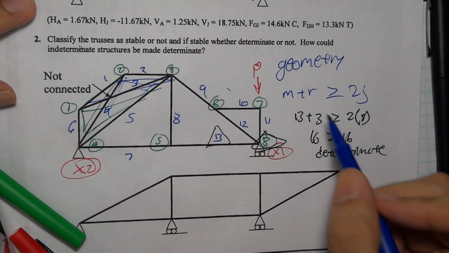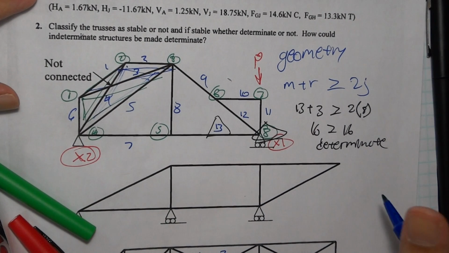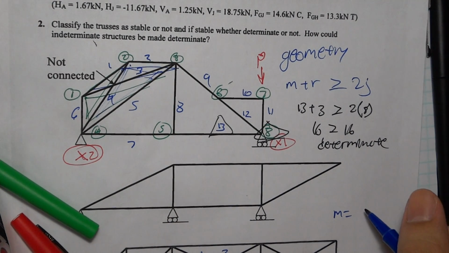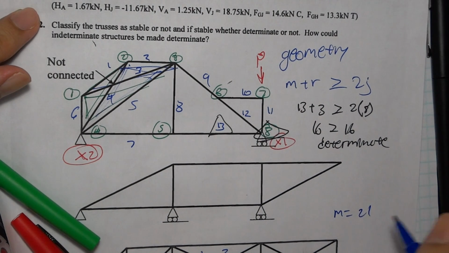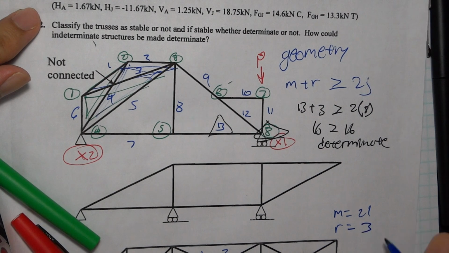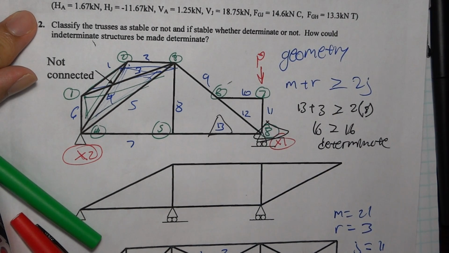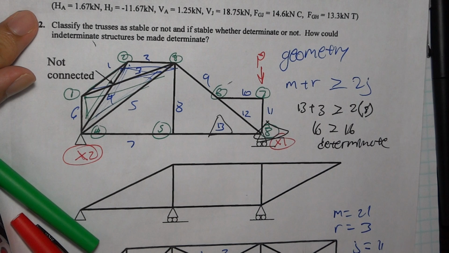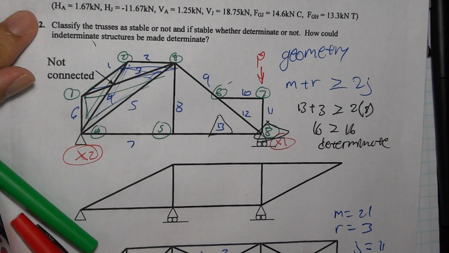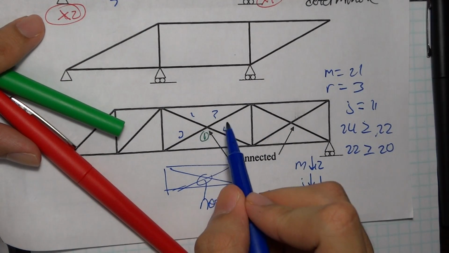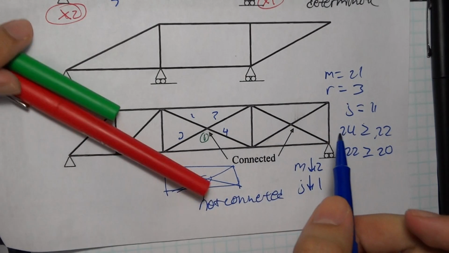So, for example, I'll tell you now, this is going to be indeterminate, but let's say that M was, I counted it out somewhere, but I don't remember where. I believe M was 21, R was equal to 3, and J was equal to 11, so you get 24 is greater than 22. Well, if you do this, you end up getting 22 is greater than 20, and this is still indeterminate by 2 degrees of freedom. So you cannot make this determinate by just removing these 2 points. You have to think of something else to do.